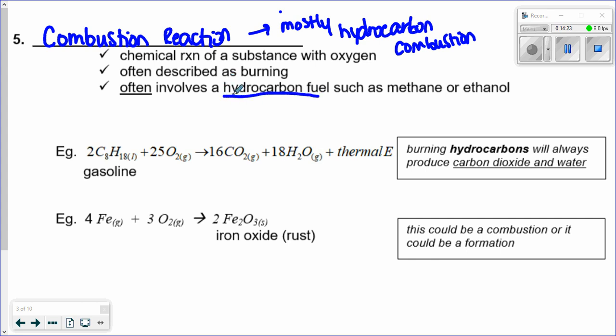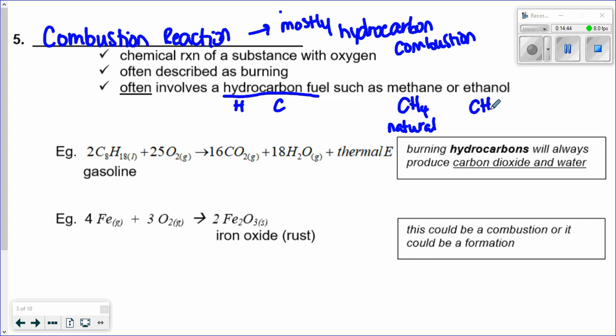Hydrocarbon means it has hydrogen and carbons within it. It might have other stuff as well, such as methane or ethanol. Methane is CH4. That's natural gas, what's going through your furnace if you're heated by natural gas in your home. Some houses are heated by electric or by water.